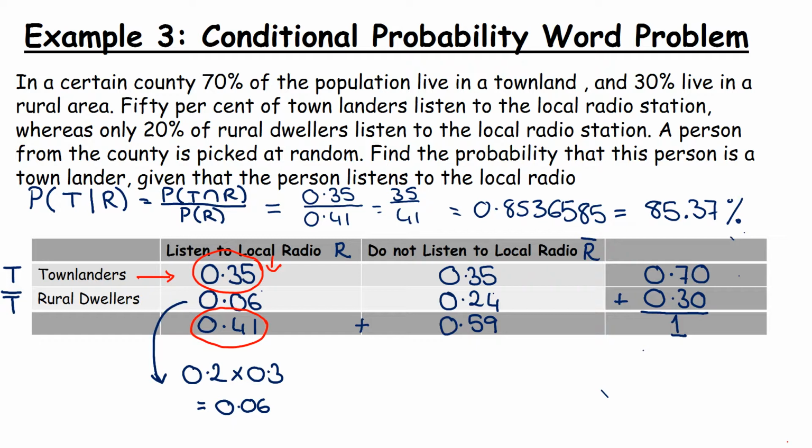So now let's go back to our formula which we had up here and let's fill in. The probability that somebody is from a townland and listens to the radio, that would be here. That is townland and listens to the radio, so 0.35. And that's all over the probability that somebody listens to the radio. So that is, doesn't matter where they live, they listen to the radio, so that's 0.41.